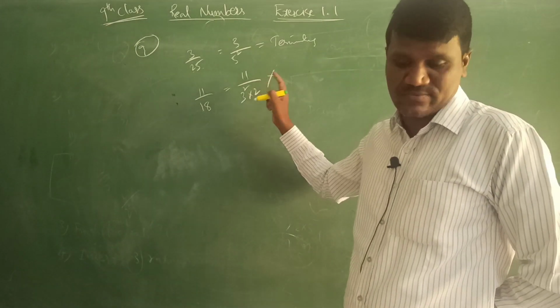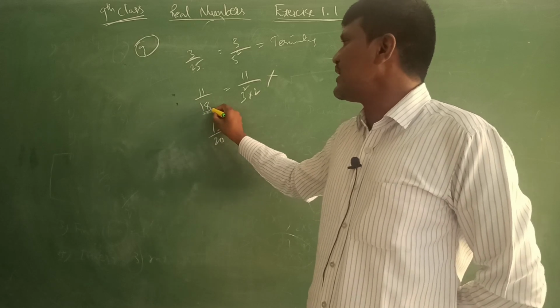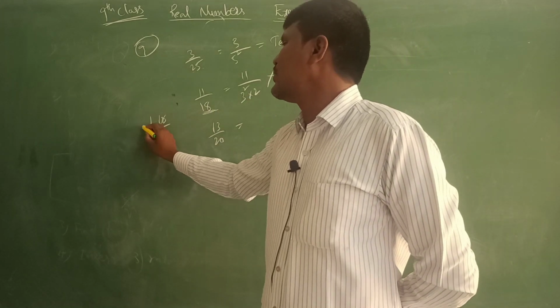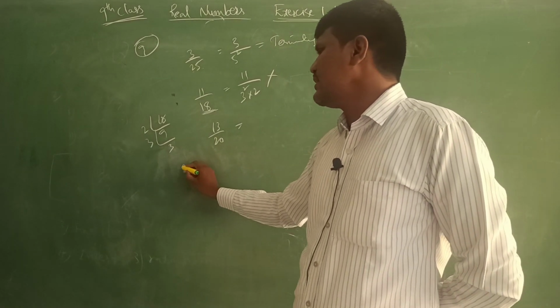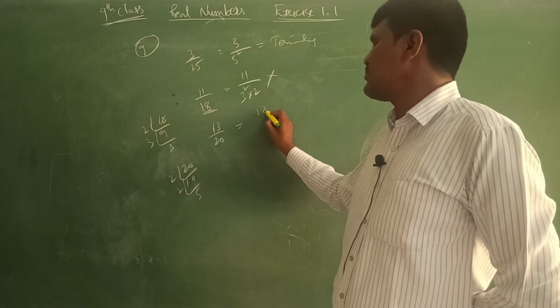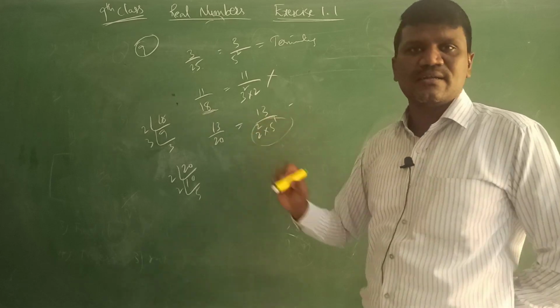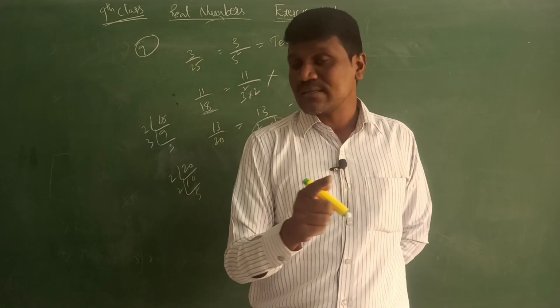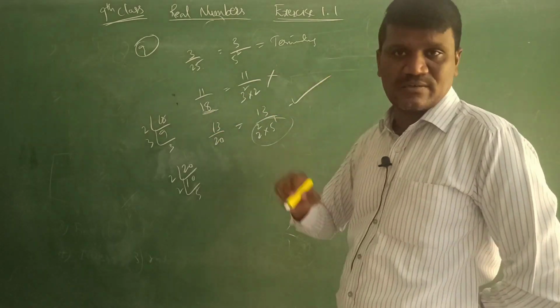It's not terminating. The third one, if you see 13/20. How am I writing this one? 18, 2 9s are 18, 3 3s are 9. In the same way, 20 I can write as 2 10s are 20, 2 5s are 10. So 13/2 square into 5. Observe the denominator: it is purely based on 2 and 5. So it is a terminating decimal.